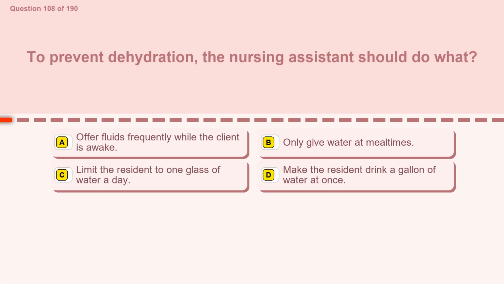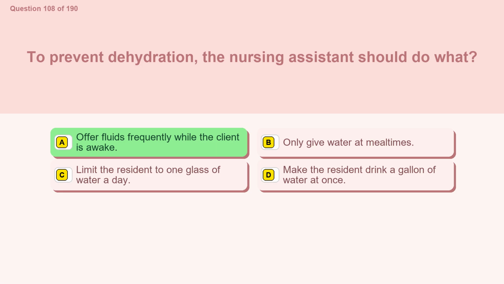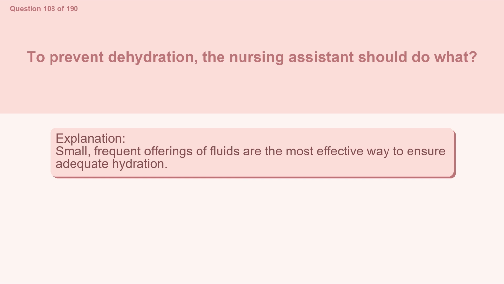Question 108. To prevent dehydration, the nursing assistant should do what? Option A, offer fluids frequently while the client is awake. Option B, only give water at mealtimes. Option C, limit the resident to 1 glass of water a day. Option D, make the resident drink a gallon of water at once. The correct answer is option A, offer fluids frequently while the client is awake. Small, frequent offerings of fluids are the most effective way to ensure adequate hydration.